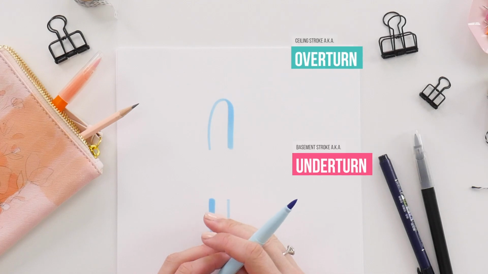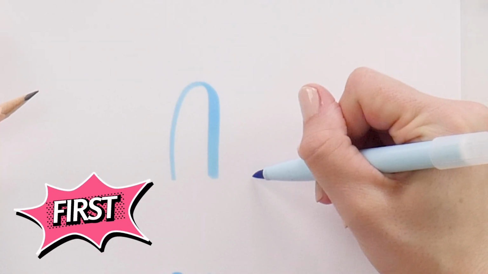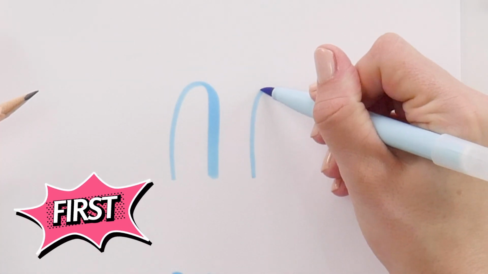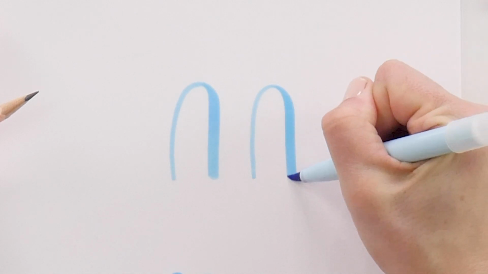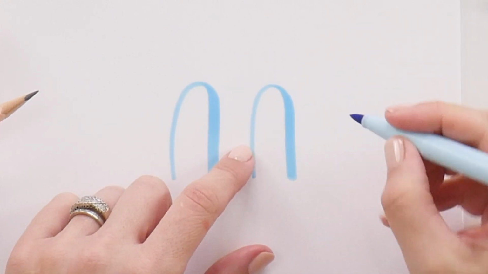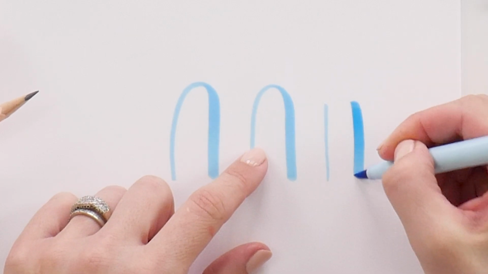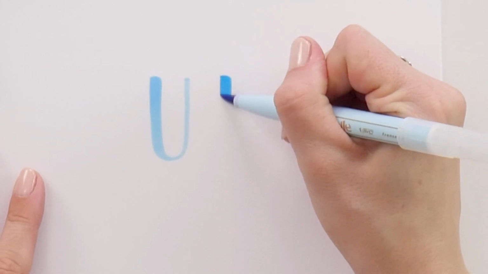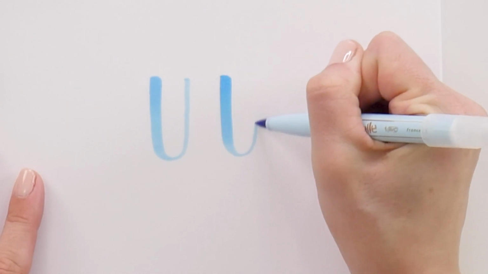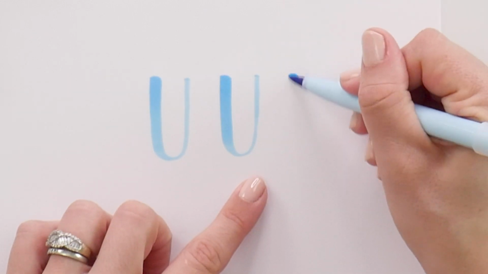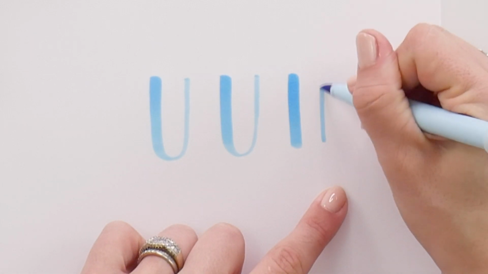I want to talk today about the 3 things you need to keep in mind when you are doing both of these strokes. The first thing you want to keep in mind is that there should be a big difference between your upstroke and your downstroke. Your upstroke should look like just an upstroke. Your downstroke should look like just a downstroke. Those two have quite a bit of contrast and they should look different from one another. The same is true in your basement stroke or your underturn, where your downstroke should look like a downstroke and your upstroke should look like an upstroke. There should be a lot of contrast between the two.